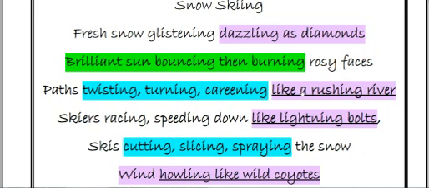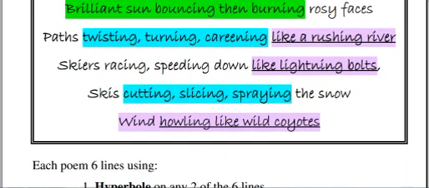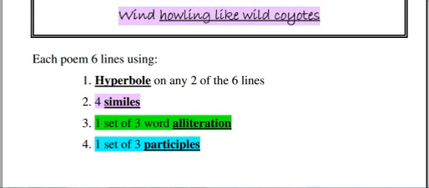The ones that are underlined on here are the similes that are also hyperboles. This one up here is not necessarily a hyperbole, but like a rushing river, like lightning bolts, howling like wild coyotes. This last one, I don't know if it would necessarily be considered a hyperbole, but my mom, who was the one who wrote this, does consider it to be, because I guess most of the time wind never howls as loud as a coyote. Maybe sometimes it does, though. But once you have that, go ahead and write these in.